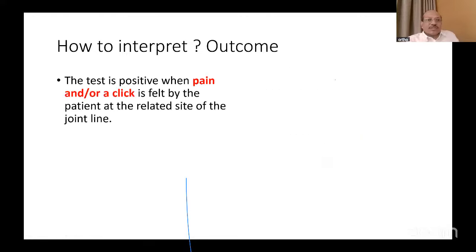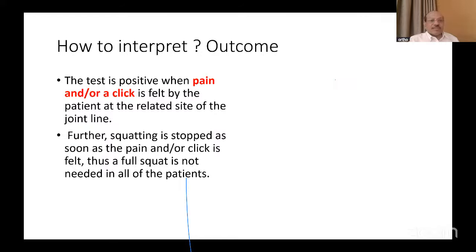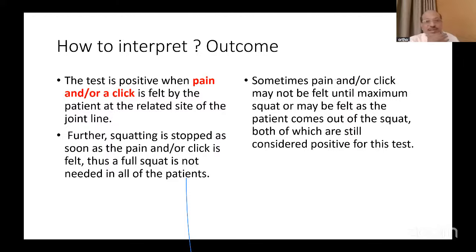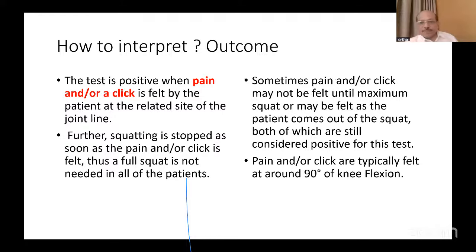Now, this is the test. What is the interpretation? The test is positive when the patient complains of pain or a click is felt at the related site of the joint line. Further, the squatting is stopped as soon as the pain or click is felt. Thus, the full squat is not needed in all patients. Sometimes pain or click may not be felt until the maximum squat, so if the patient can tolerate it, we can allow the maximum squat to find the positivity.